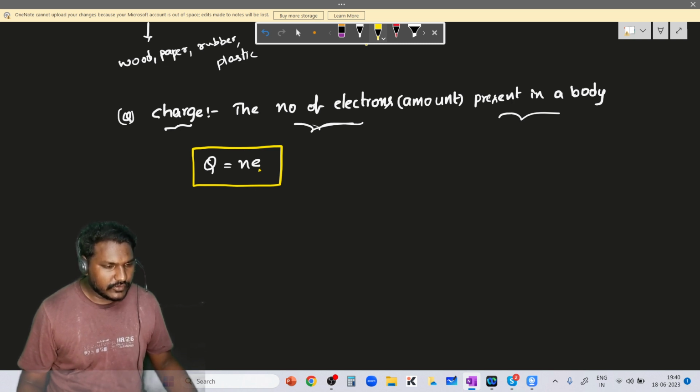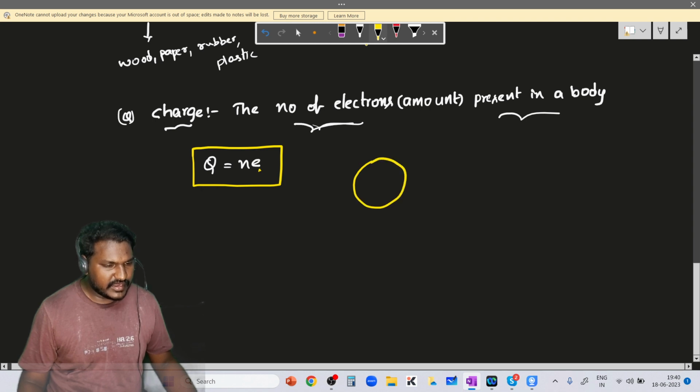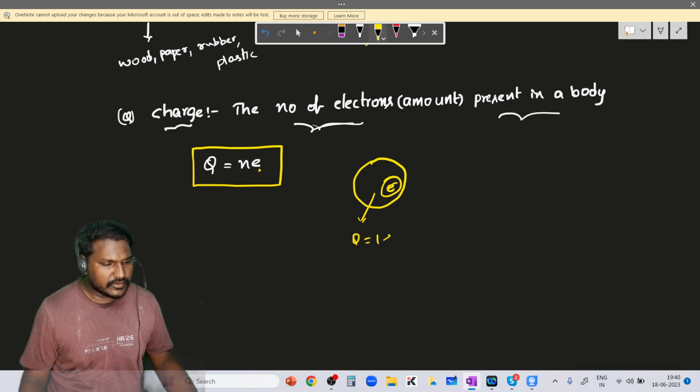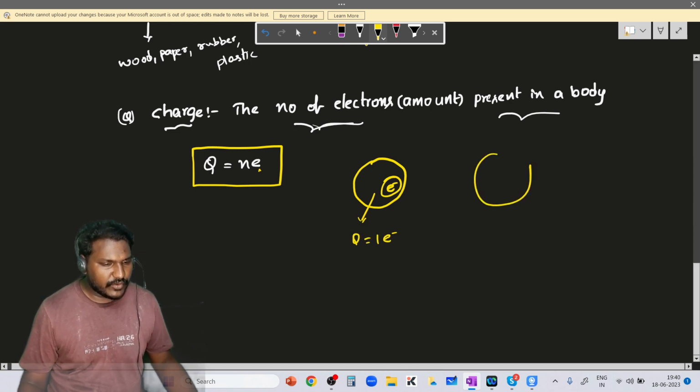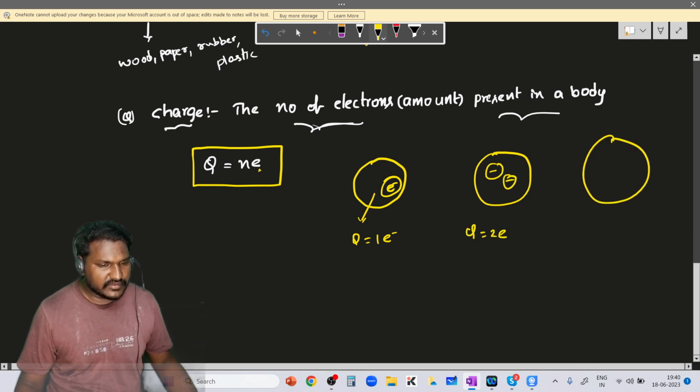For example, if a body has only one free electron, then the charge present in this body is Q equals 1 electron. If a body has 2 electrons, it will have a charge of 2e. And if a body has lots and lots of electrons, that means n electrons, then the charge is given by Q equals ne.